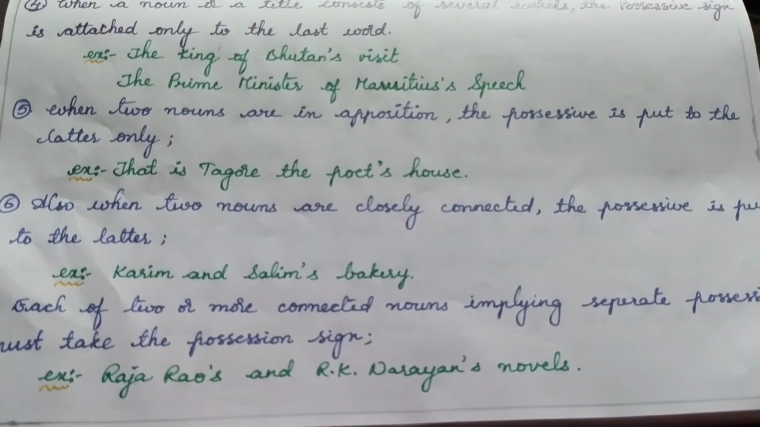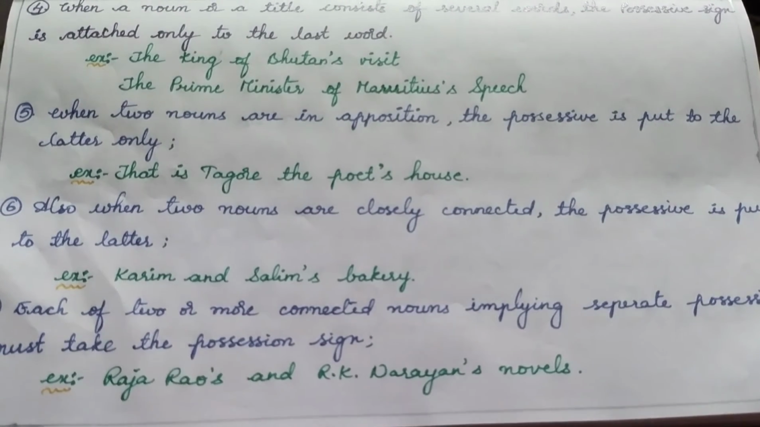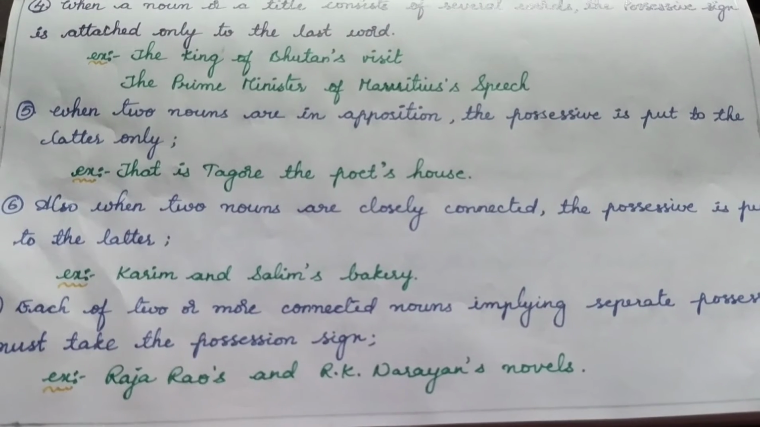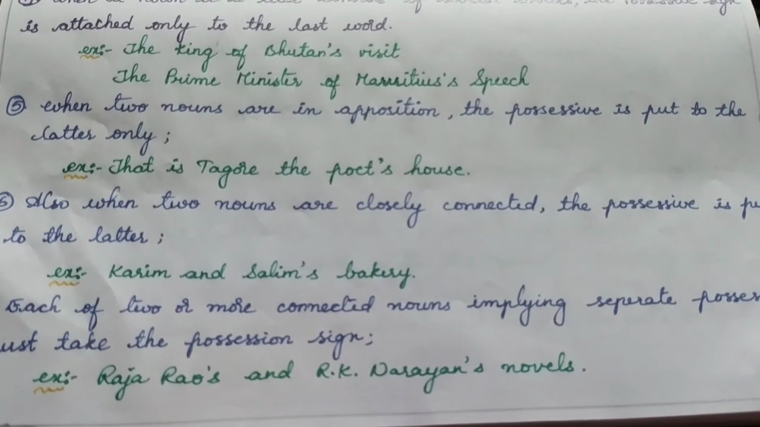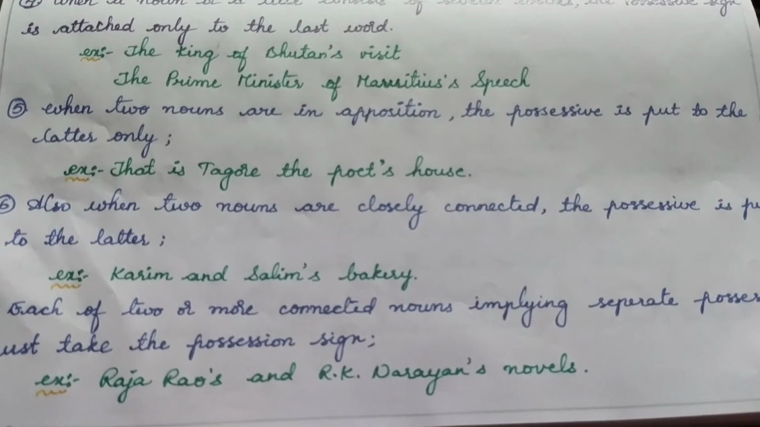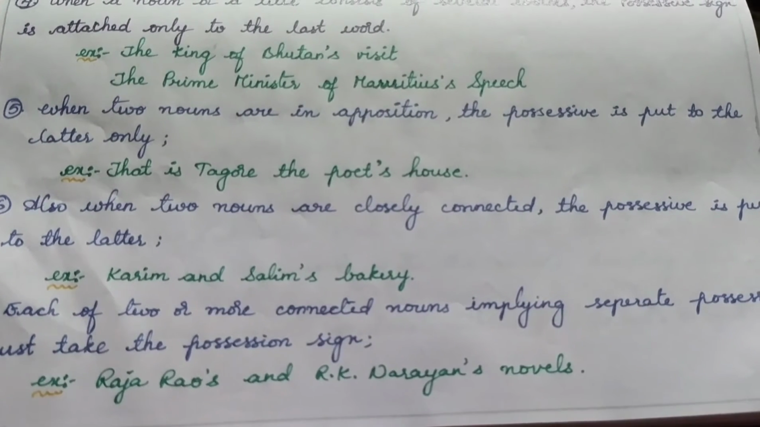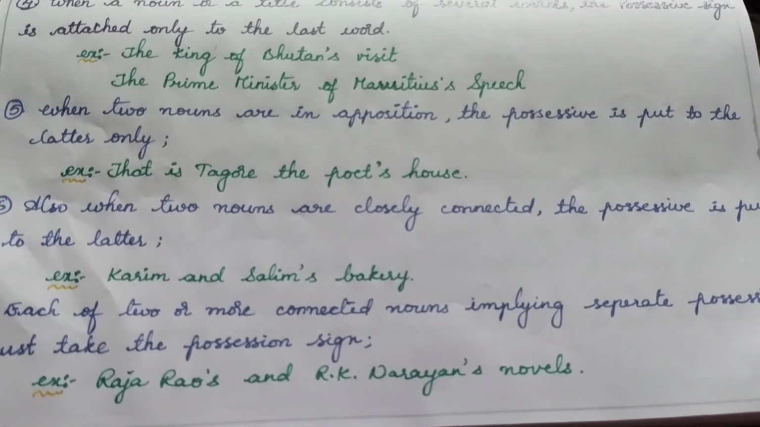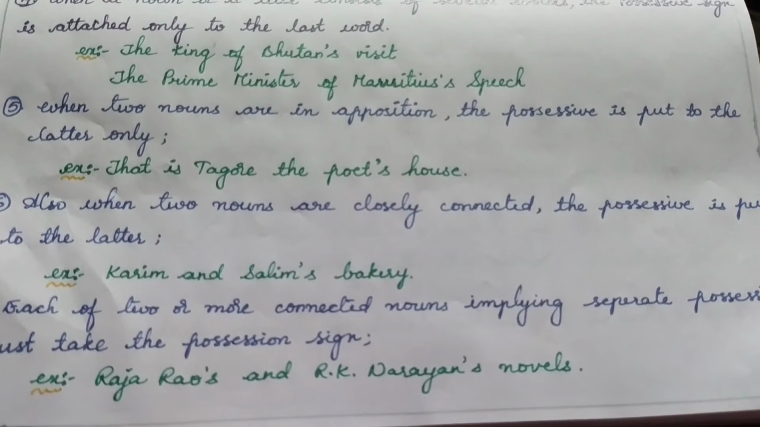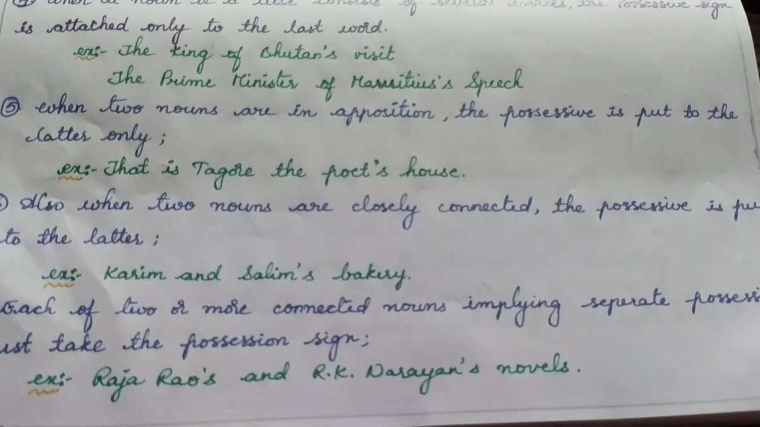Coming to the fourth rule, when a noun or a title consists of several words, the possessive sign is attached only to the last word. So suppose our sentence has too many words, then for which noun should apostrophe s be given? In such situations, we should add the apostrophe to the last word.